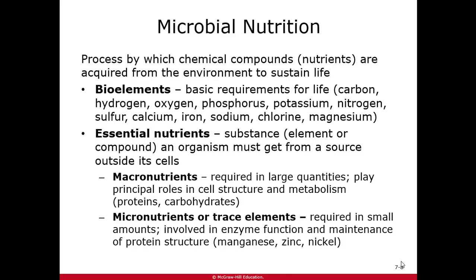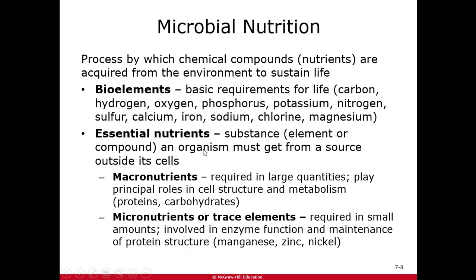I'll make it larger. So anytime we're talking about microbial nutrition, they need lots of the same things that we do. They need various elements, they need organic compounds, they need sunlight or some type of energy source, all the different things that we need. Where they get it from could be a little different than from us, but they need very similar things. Looking at some of the basic requirements, they need carbon, hydrogen, oxygen, phosphorus, potassium, nitrogen, all of which are the same types of elements we need for survival.